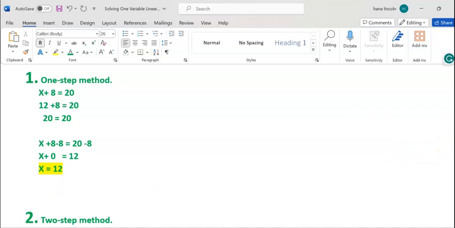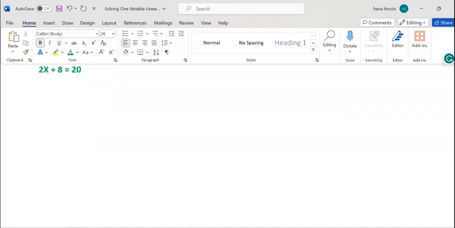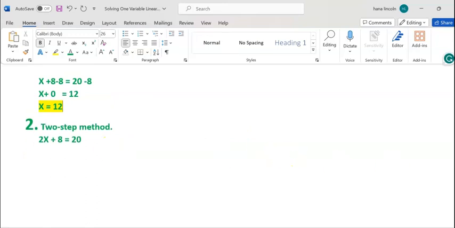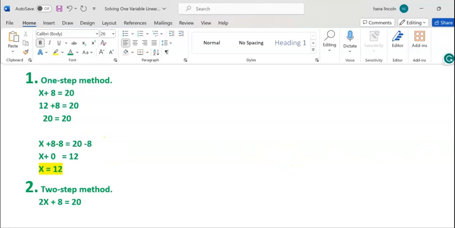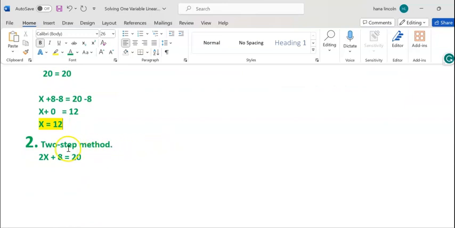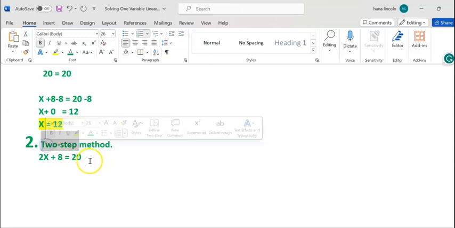All right, now I'm going to go to the second one, the two-step method for solving a one variable equation. Here I said two-step method because it is two steps when you have two operations.